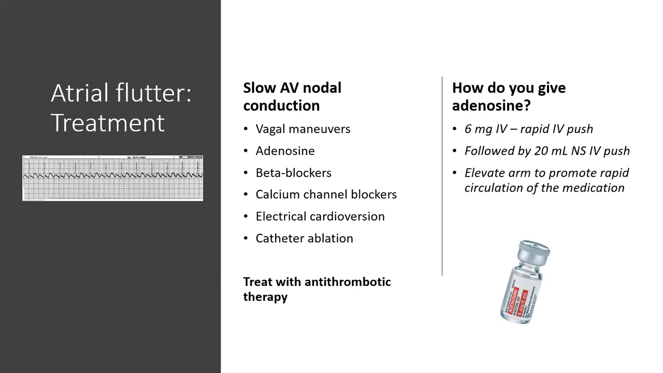So this is how to give adenosine: 6 milligrams IV, rapid IV push, followed by 20 mLs normal saline, and elevate the arm to promote rapid circulation of the medication.